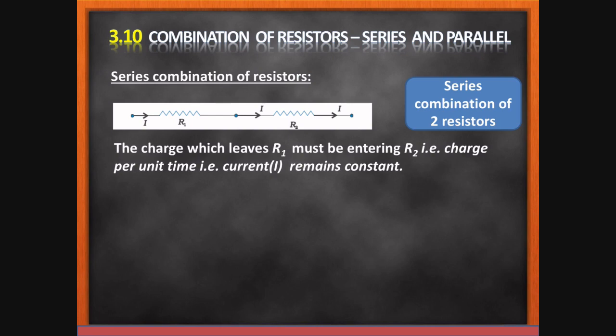In a series combination, the charge leaving is exactly equal to the charge entering. So if we take charge per unit time, that is current. So current remains constant in a series combination. This is important: during series combination, the charge per unit time remains constant.